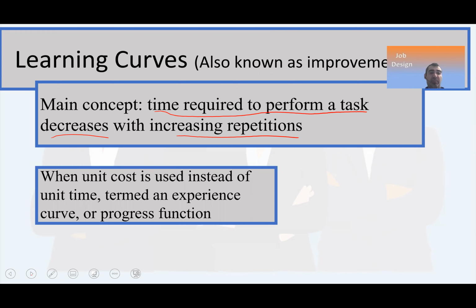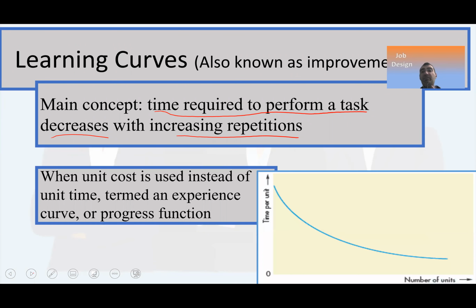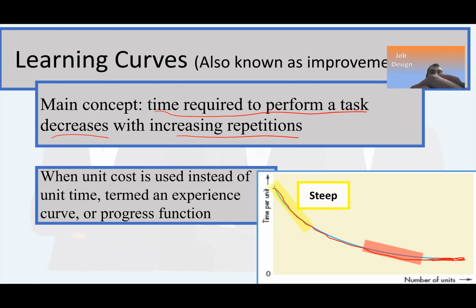And this is very important for organizations, because they're very interested in knowing after how many units the worker could perform the job by a certain time. Initially, when you first start learning to do something, the learning curve is going to be steep. You're going to be learning at a much faster rate, and then it slows down until you reach a plateau. So it's steep at the beginning, and it reaches a plateau later on.